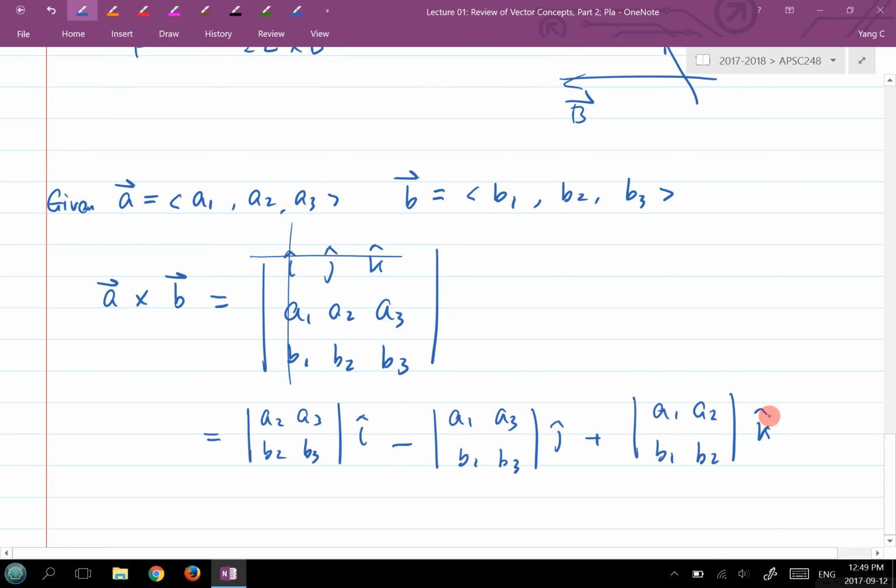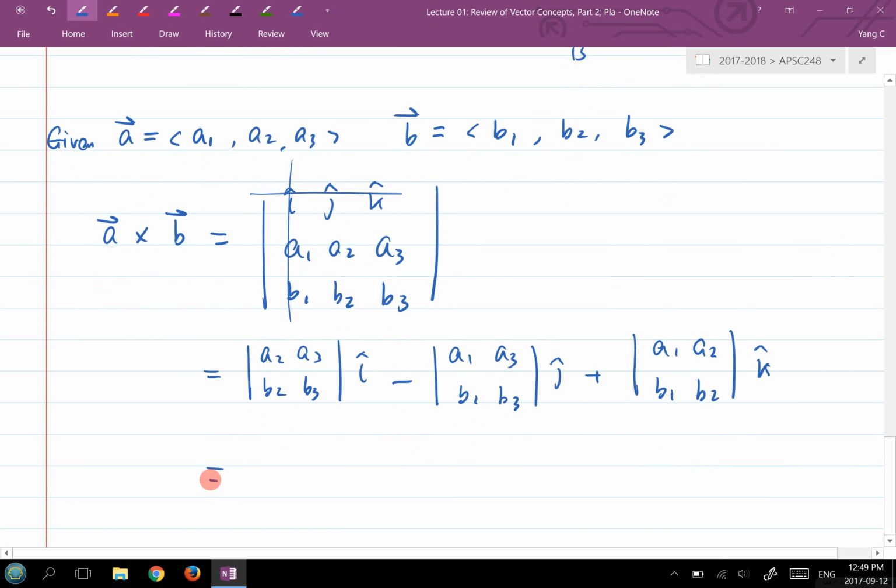Of course, this is probably not the last expression. So you expand this one to give you another one here. Each of these is a 2 by 2 determinant, which is easy. So this times this minus this times this, right?